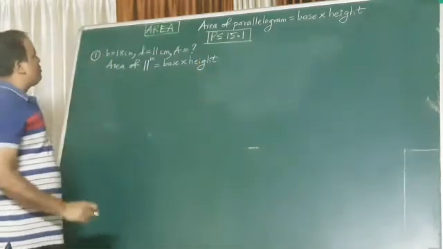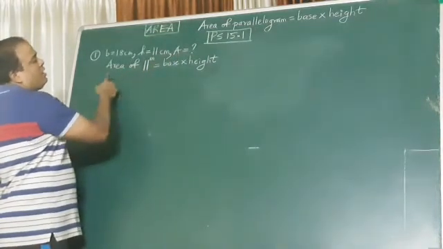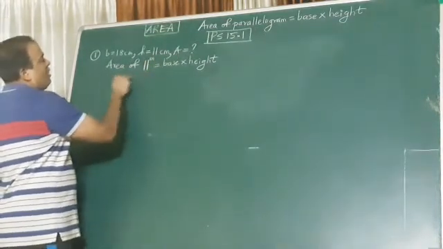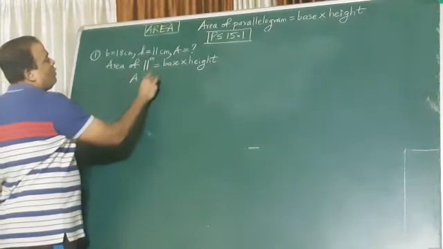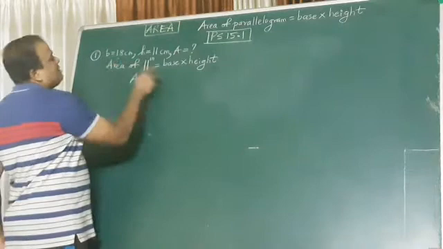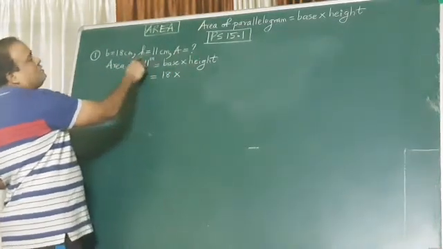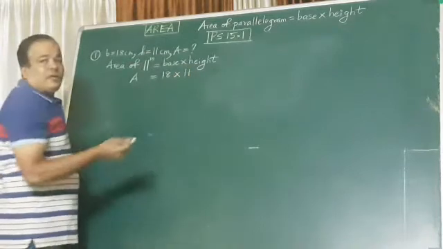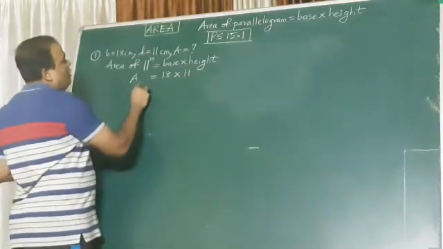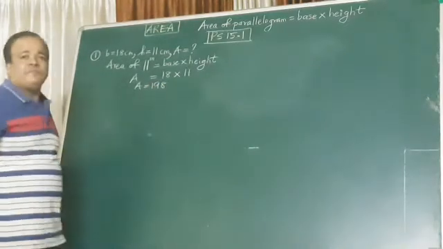First write the formula, then just substitute. Do you know the area? No, you don't know the area. Area you have to find out. So I'll write A equal to base. Do I know the base? Yes, base is 18 into height. What is the height? H is 11. So simple. So what is my area then? Area will be 18 into 11, 198.